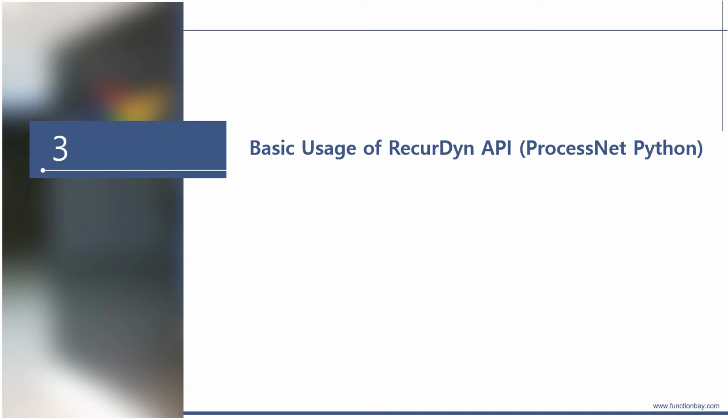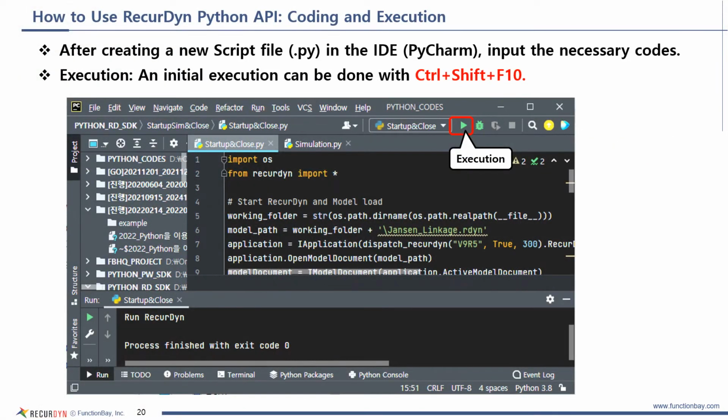Next, it is time to learn how to use RecurDyn with Python. First, let me talk about how to run Python code in PyCharm. To run the code, click the execution button as shown in the figure after writing the code. However, at this moment, the code being executed is not the active code that is being edited. In other words, the execute button executes the registered code. If we want the code being edited currently to be executed, it is required to register code in advance.